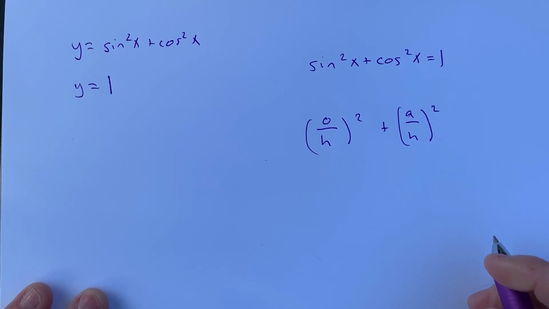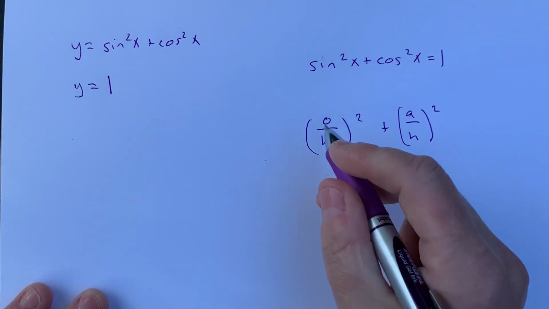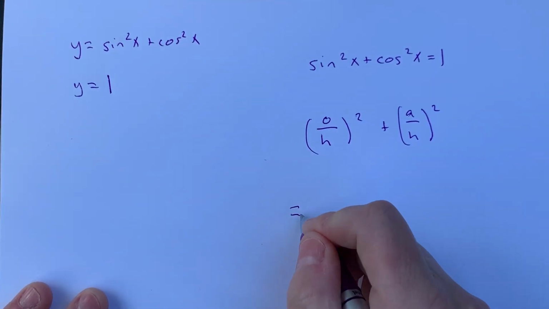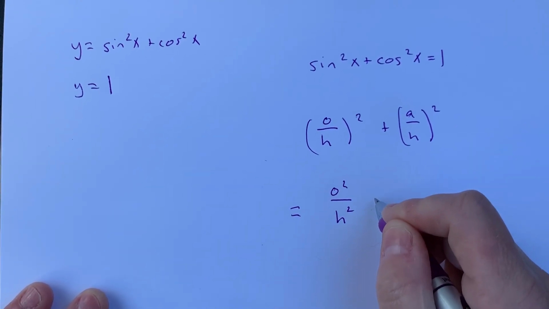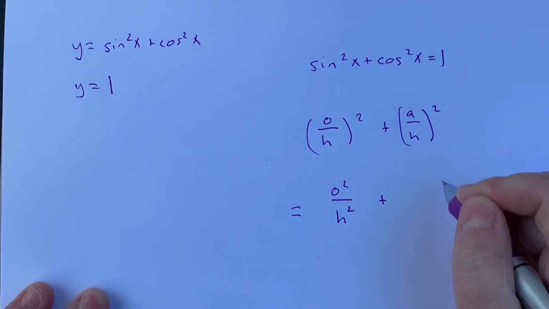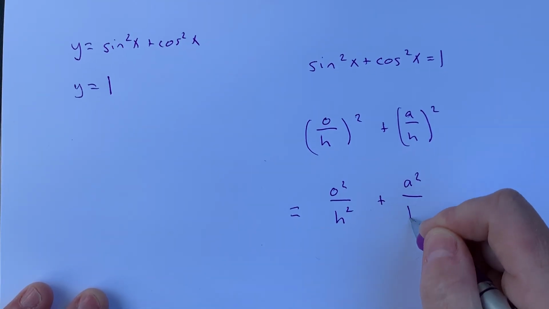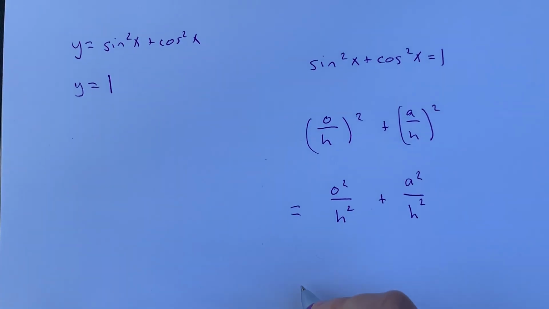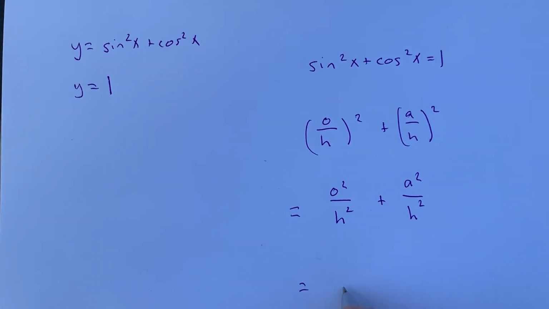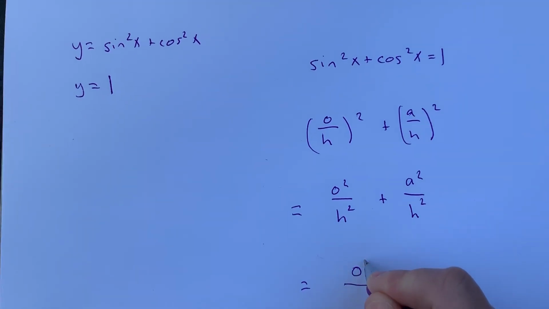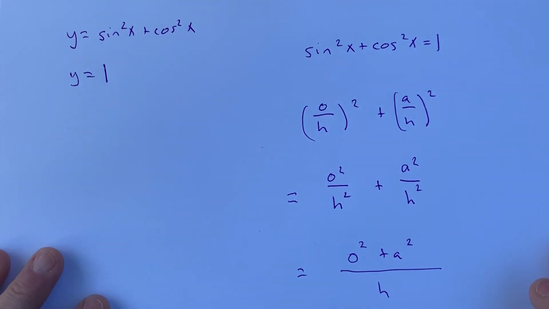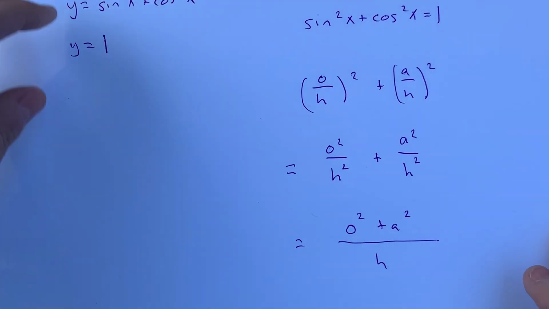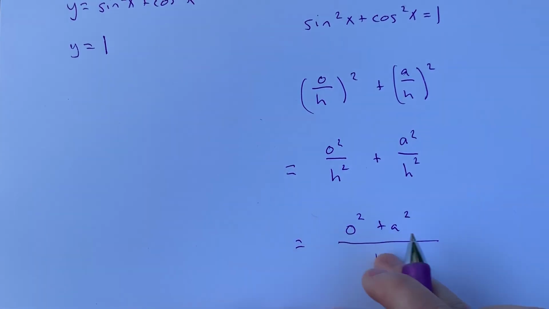And if I think about what I can do algebraically with those guys, that would be opposite squared over hypotenuse squared, because that's how fractions work. Adjacent squared over hypotenuse squared, because that's how fractions work. And now I've got a common denominator, so I can say this. And now I'm like, oh, well, that's kind of interesting. But I wonder where did these things come from?